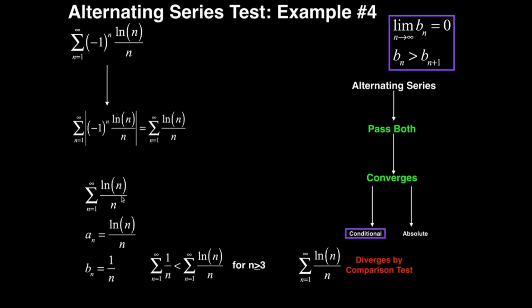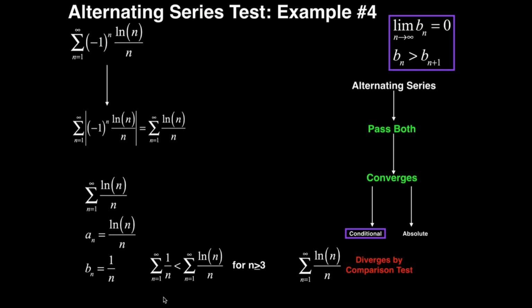All right, so in this case at least, my a sub n is ln of n over n. And the series b sub n, which is what I'm comparing it to, is just 1 over n. Now, written as a series, this is the harmonic series, which we already know diverges. So if I can prove that this series, ln of n over n, is bigger than the harmonic series, then it diverges, because it's bigger than a divergent series.